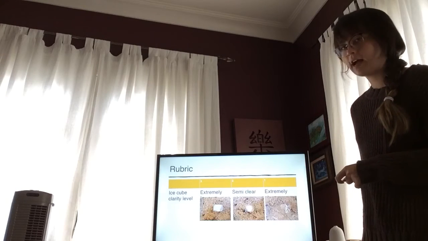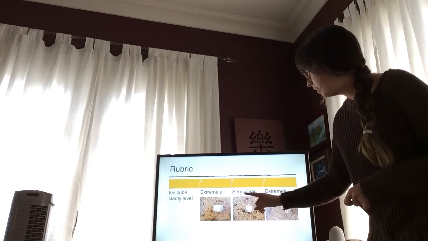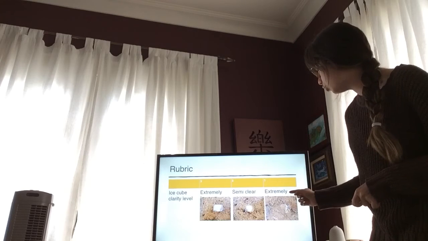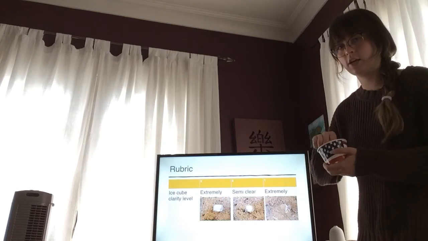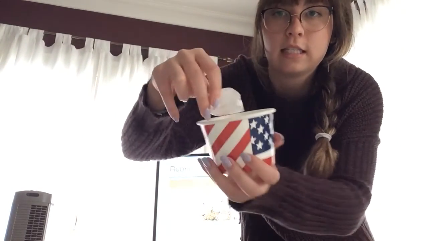Here is that rubric I was talking about. I have 3, which was extremely foggy, and then I have 2 semi-clear, and 1 was extremely clear. I also have some demonstration ice cubes here. I'll show them to the camera. This one is the tap water. You can see it's very foggy.